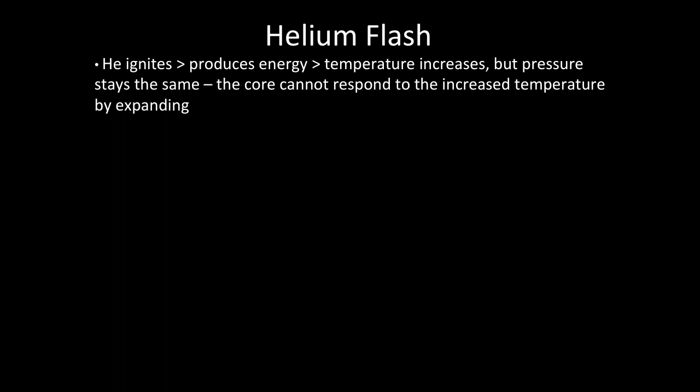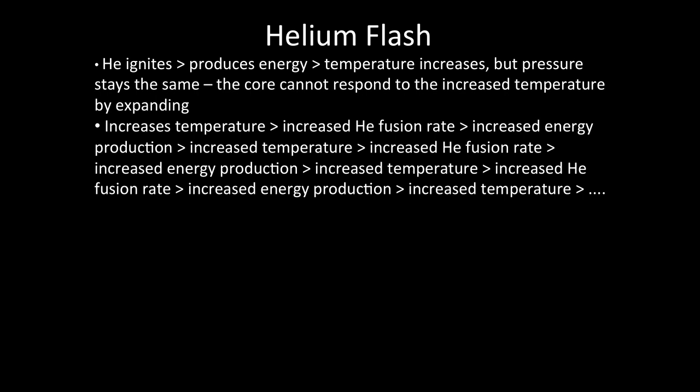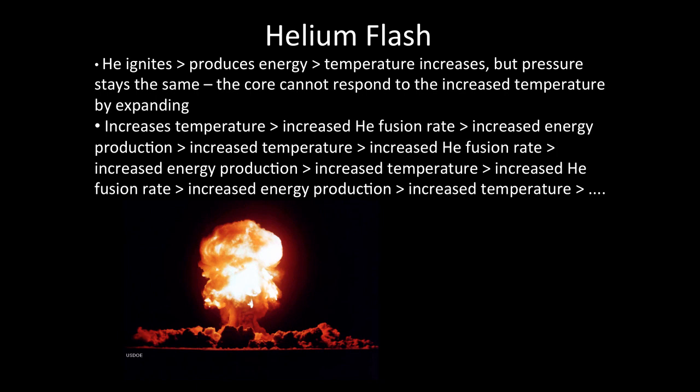of energy very quickly. The temperature rapidly rises, but the pressure stays the same. The core cannot respond to the increased temperature by expanding. So the temperature increases and the helium starts fusing at an ever larger rate. The increased energy production then increases the temperature, which increases the fusion rate, which increases the energy production, which increases the temperature, and so on. You get a runaway nuclear fusion reaction in the core, analogous to this.